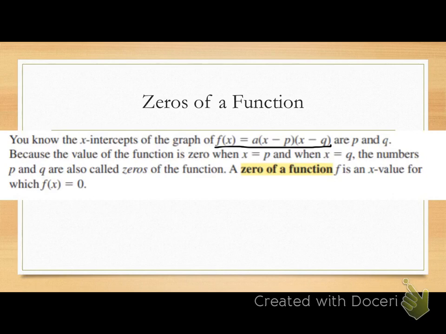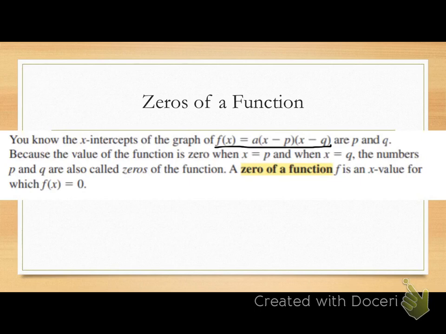The value of the function is 0 when x equals p. If I plug p in here, what's p minus p? 0. 0 times everything is 0. So the value of the function is 0 when x equals p, right? And when x equals q, what's q minus q? 0. 0 times everything is 0. Everyone see that? When I plug p in here, I get 0. When I plug q in here, I get 0. So when I plug my solutions in, I get 0.